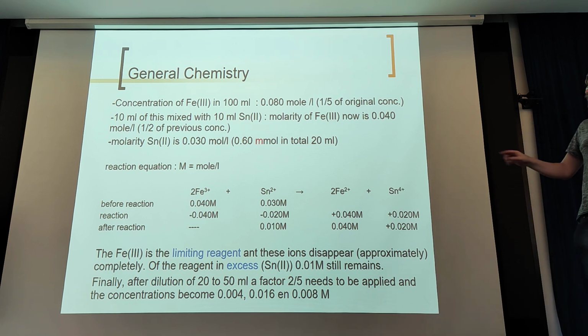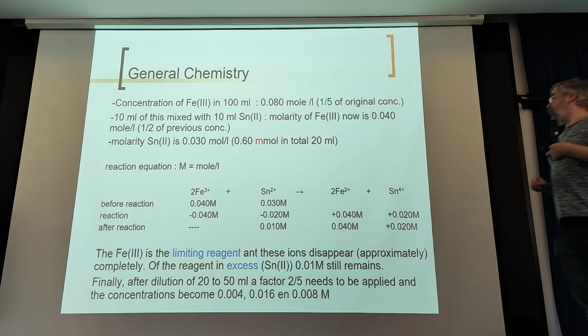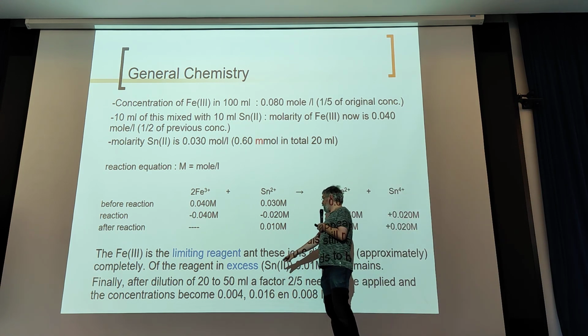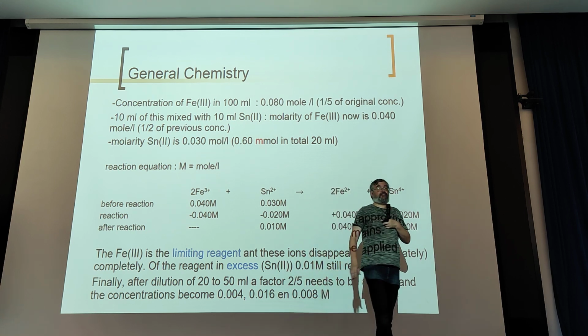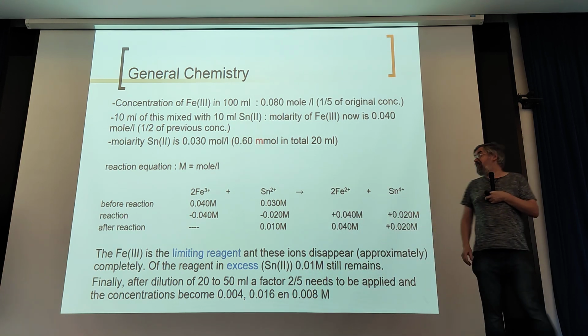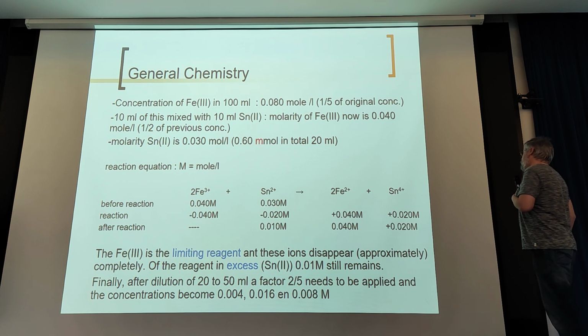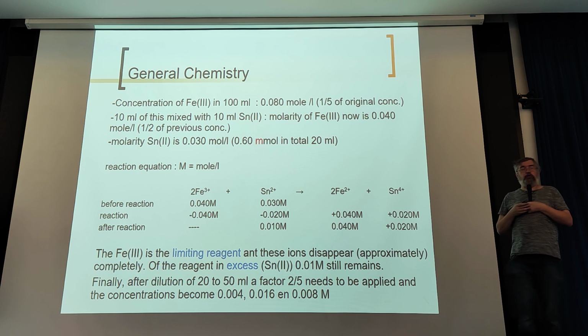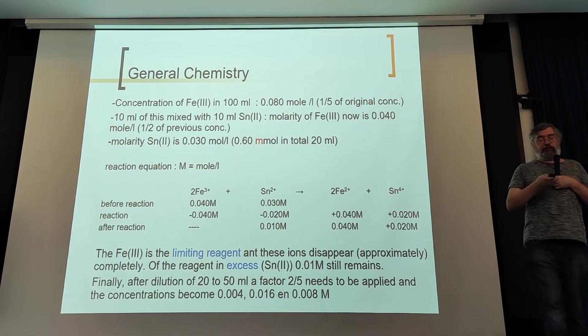That means these concentrations were the concentrations at 20 milliliter, so at 50 milliliter, the concentration becomes 2/5. So we have to multiply by 0.4. That means now this becomes 4 millimolar, 60 millimolar, and 8 millimolar after the reaction, as we can derive from this stoichiometric calculation.